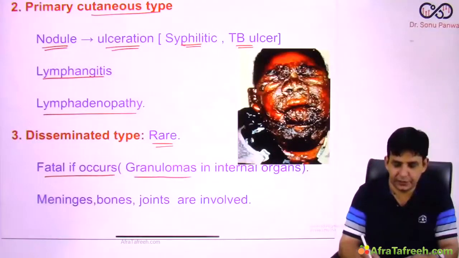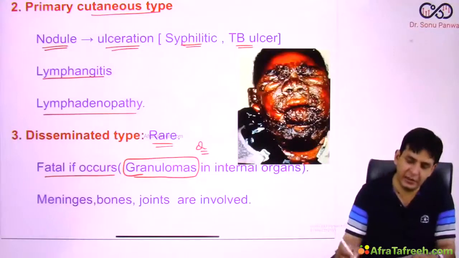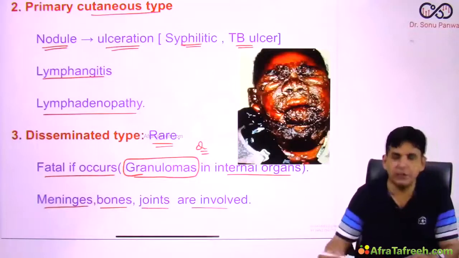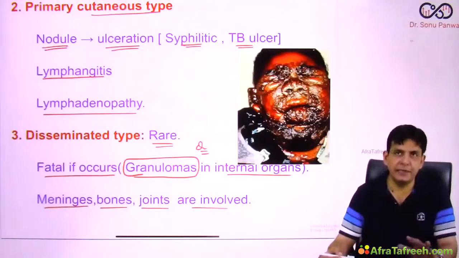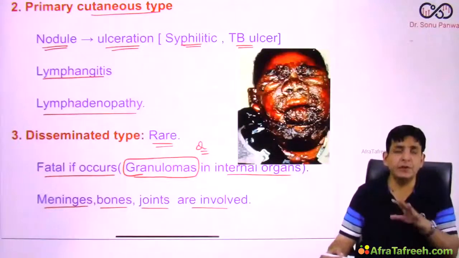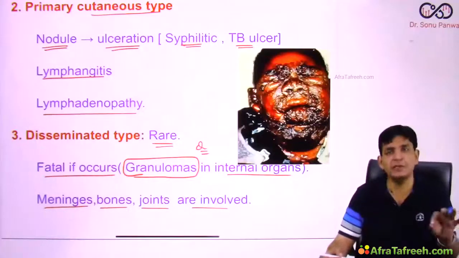And what is the formation? Granulomas. So it also comes in the DD of granulomas. Granulomas into internal organs, meninges, bones, joints, they can be involved in this disseminated type. So one thing is for sure, up to here, whatever dimorphic disease we have heard of, they all are causing what? Pulmonary infections, cutaneous infections, and one is dissemination.